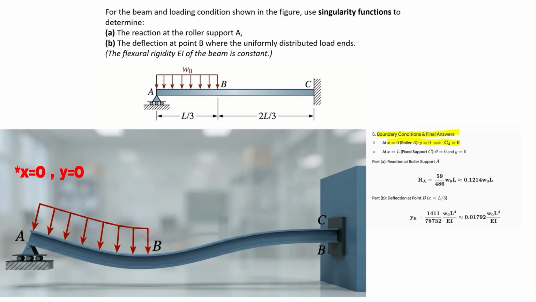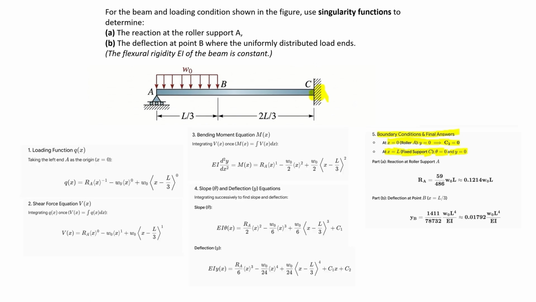At the very end of the beam, at x equals L, we have a fixed support. What does a fixed support mean? No sagging and no rotating. So at x equals L, both deflection, y, is 0, and the slope, theta, is 0. Plugging these boundary conditions into the equation completely solves C1 and C2. And just like that, the reaction force at A, RA, pops out clear as day.